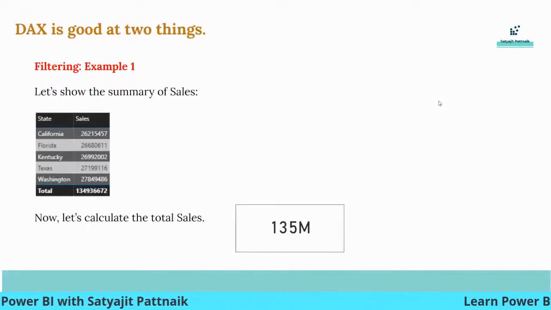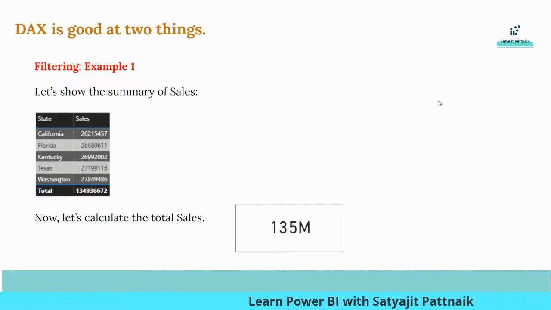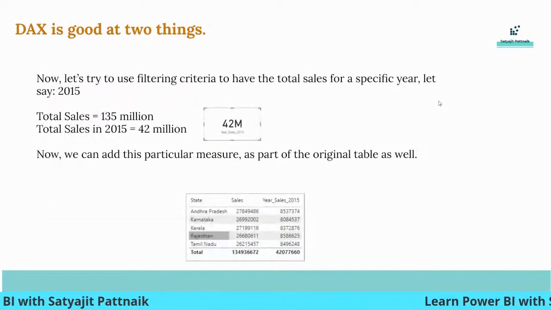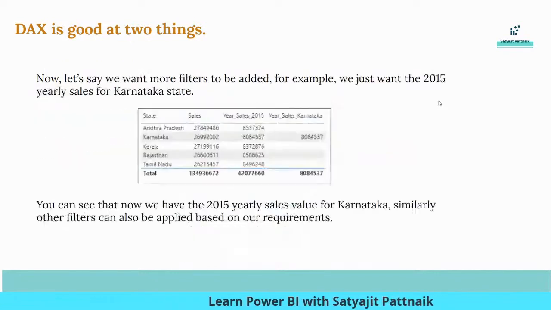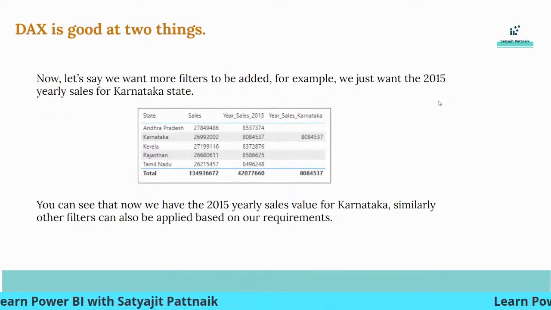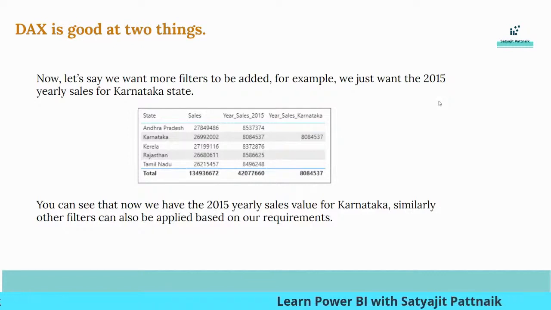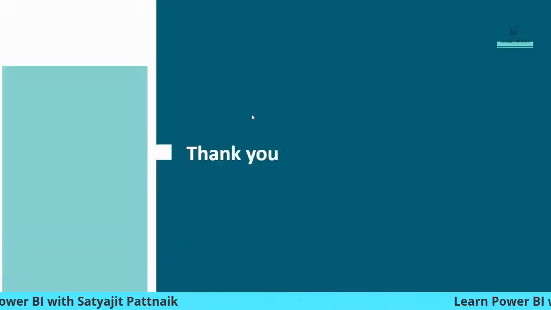Okay, these are some of the slides which I missed, but I'm sure I have already covered them. Filtering examples, I already showed you. We have seen how to create the total sales. We have also seen how to create the total sales in 2015. And if you want, you can do it for Karnataka. If you want to create multiple filters, that's also possible. Very easy to do. So that's basically all about today's session.